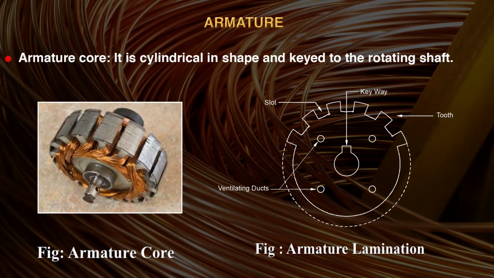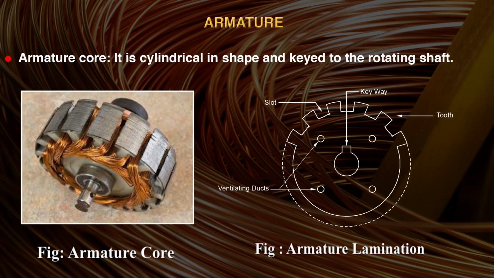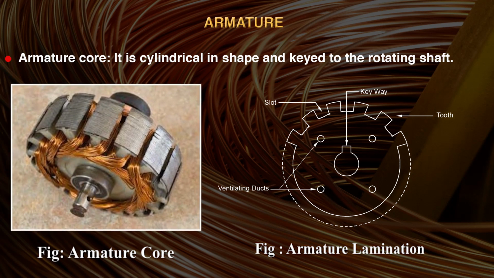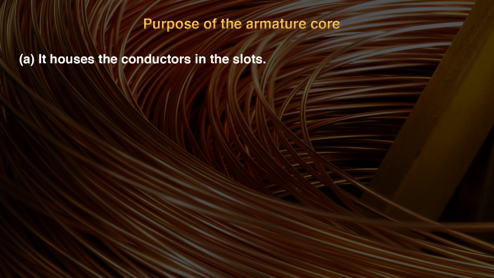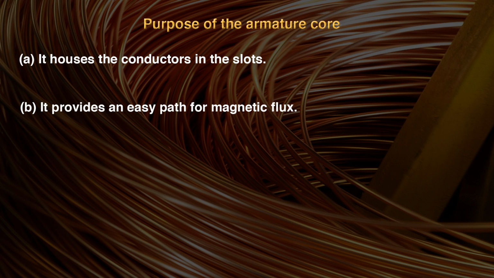Now we have to understand the function of the armature. So here you can see the armature core. Basically the armature core is cylindrical in shape and keyed to the rotating shaft. At the outer periphery, slots are cut as shown in the figure, and they accommodate the armature winding. The armature core serves the following purposes. The first purpose is that it houses the conductors in the slots, and second, it provides an easy path for the magnetic flux.